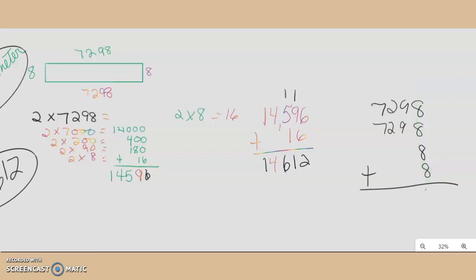So we have 32, put the 2 here, carry the 3, and then we're going to add 3 plus 9 plus 9. So 9 plus 9 is 18. 18 plus 3 more, 18, 19, 20, 21. So you have 21. Put the 1 down, carry the 2. Then we're going to go 2 plus 2 plus 2 is 6. So we're going to put the 6 down. And then we're going to add 7 plus 7. That's going to be 14. So you get the same answer no matter what way you do it.